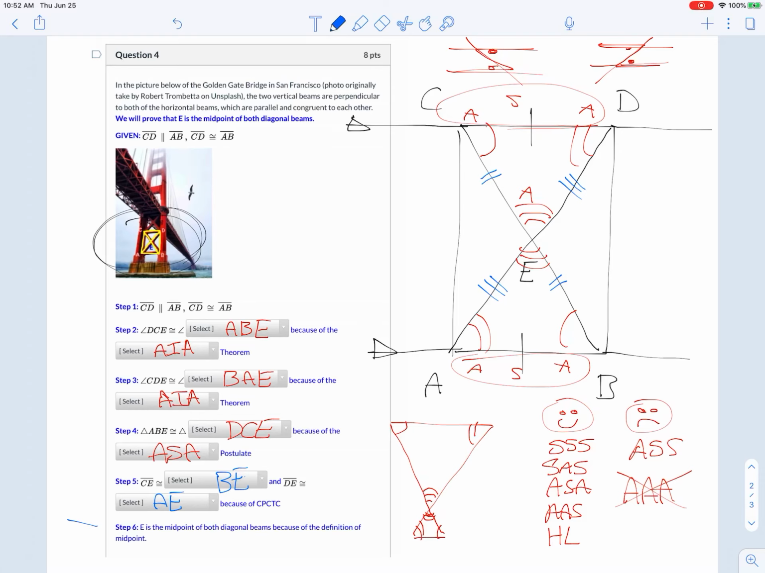Now, the last step, it's not really shown, or I guess it is. E is the midpoint, because if we have a point that lies in between 2 congruent segments, that is by definition the midpoint of that diagonal and the midpoint of this diagonal.